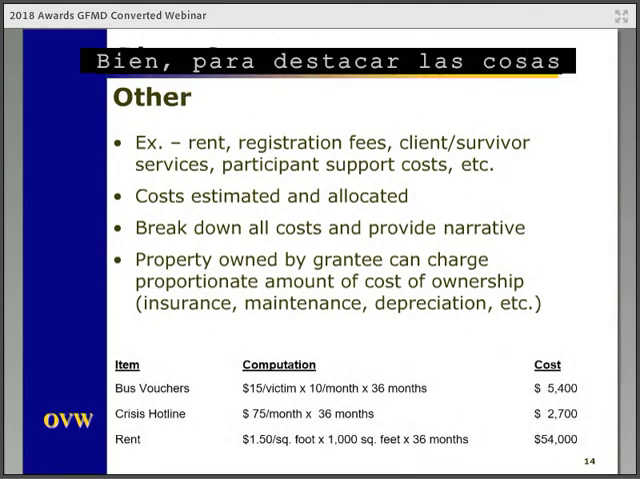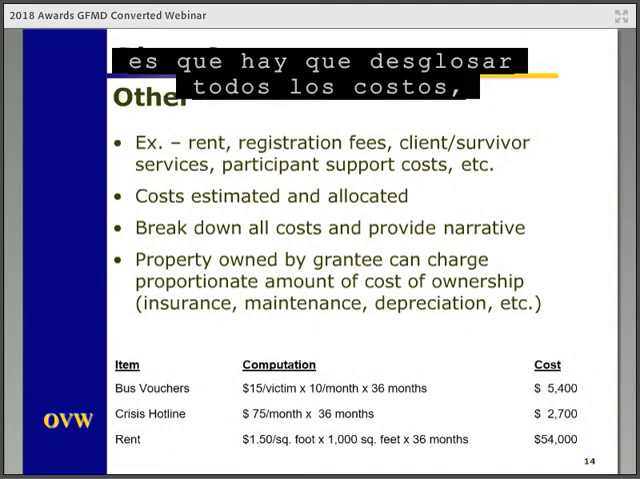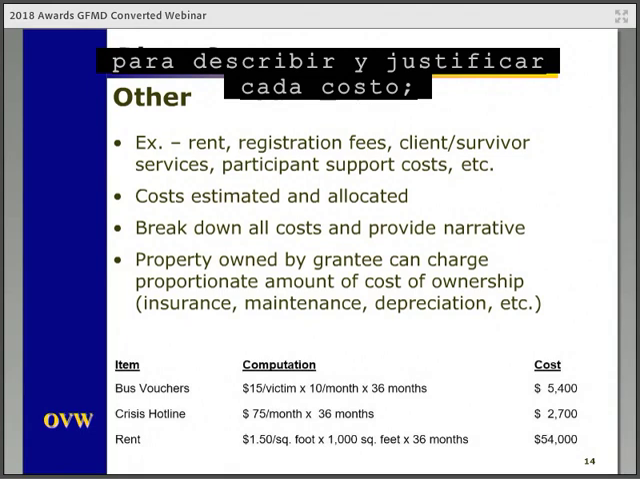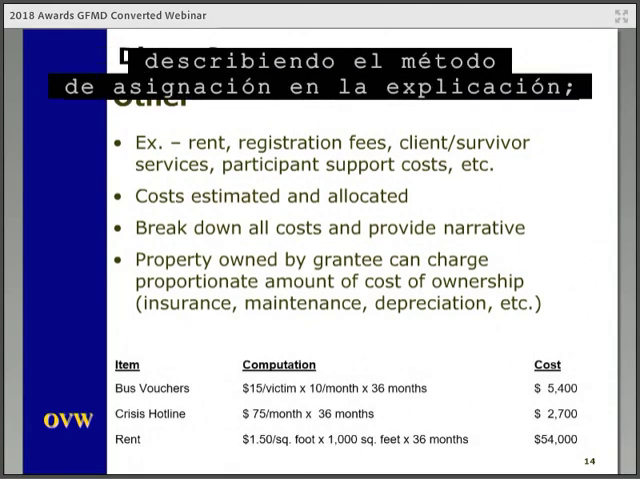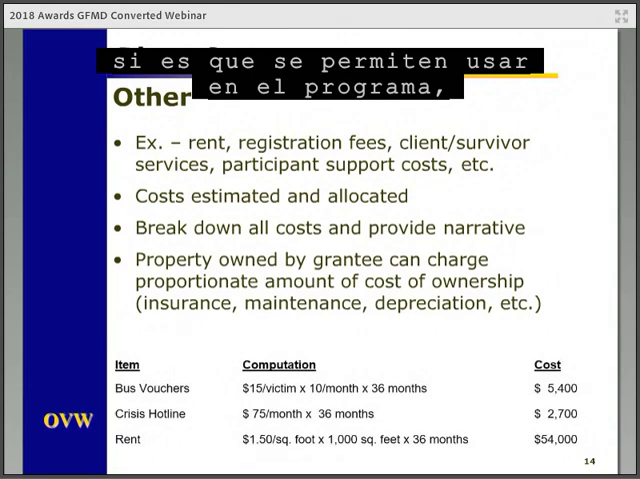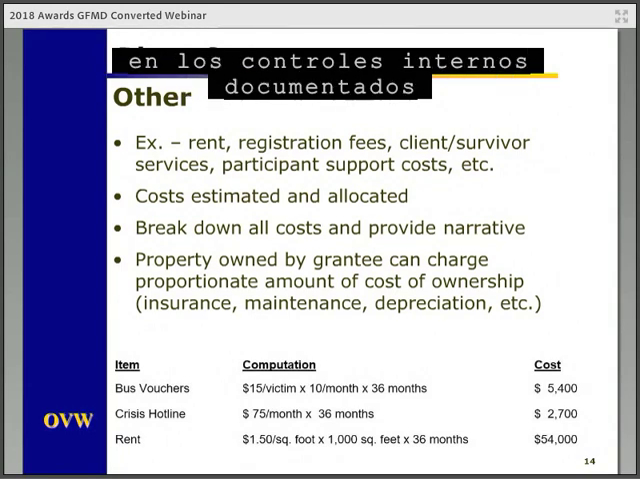So to highlight the most important things to remember with this category is to break down all costs, include a narrative for all line items to describe and justify the cost. All shared costs are allocated and the allocation method is described in the narrative, and any vouchers or gift cards, if they're allowed by the program, include a description in the narrative of the documented internal controls you have in place.